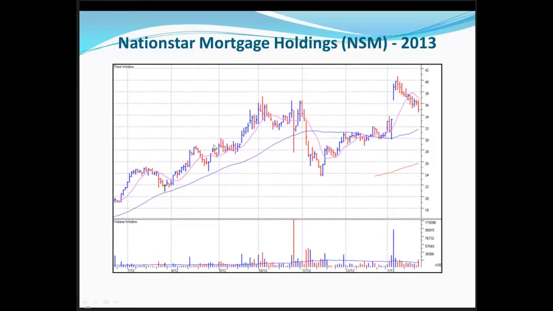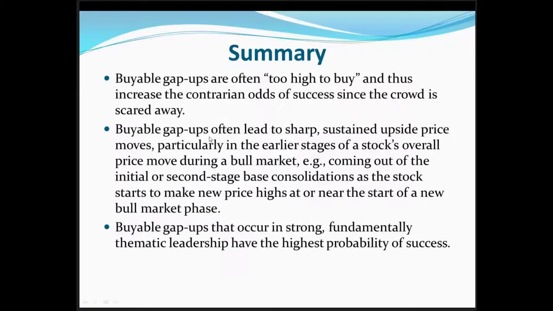So in summary, the reason we love buyable gap ups is that they're often too high to buy. Well, that's how everybody sees them, and so this increases the contrarian odds of success since the crowd is basically scared away. They're not going to touch it, just like the crowd thinking that you got to keep buying Apple on the way down. As long as everybody keeps thinking that, I'll probably keep shorting it.